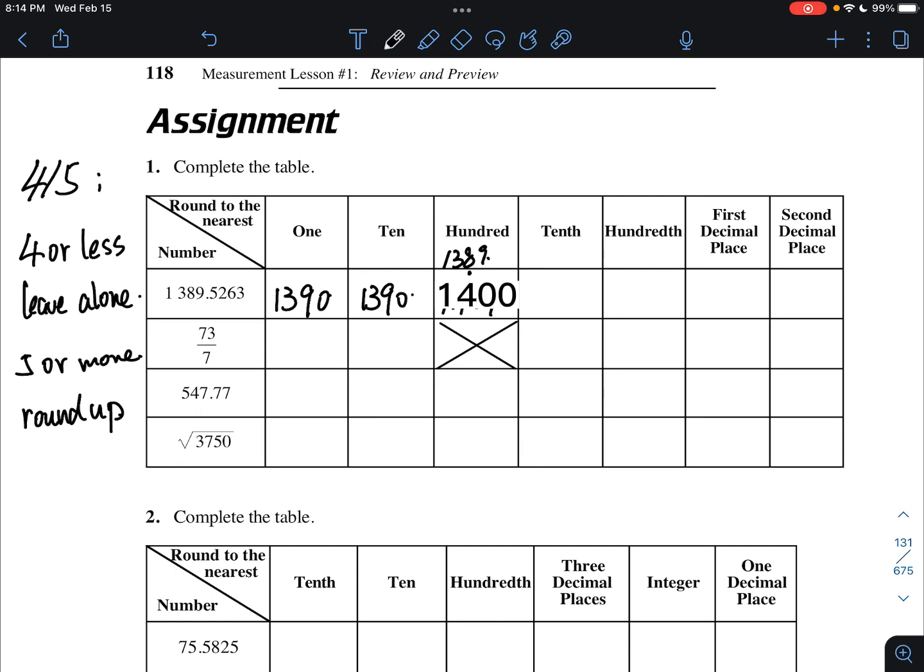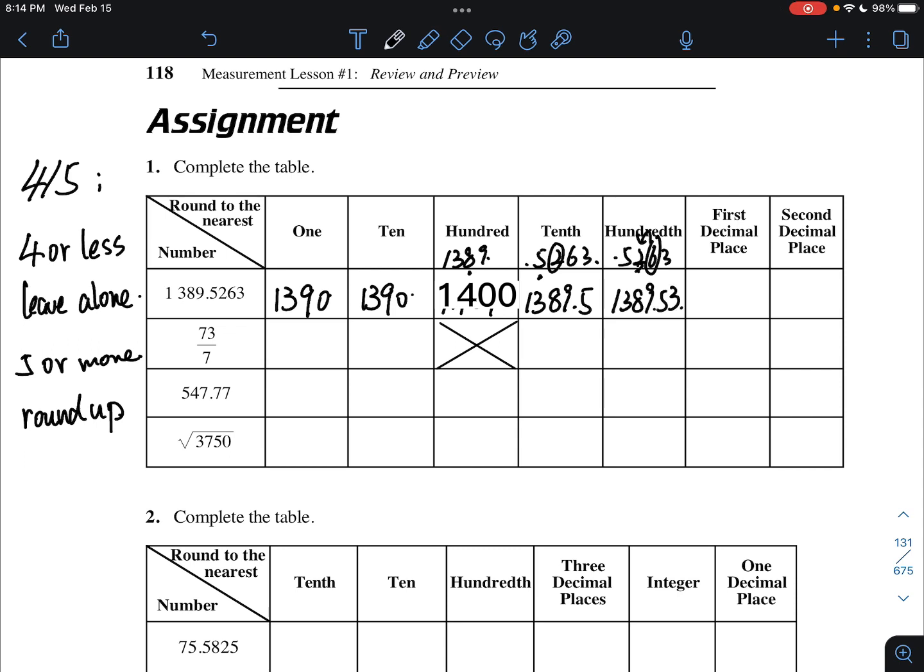And next one, for tenths, it's 0.5263. For the tenths, we look at 2. 2 is 4 or less, so leave alone, so it's 5. And for the hundredths, we round to 2 and we need to look at 6. 6 is 5 or more, so it's round up. So this changes 2 to 3.